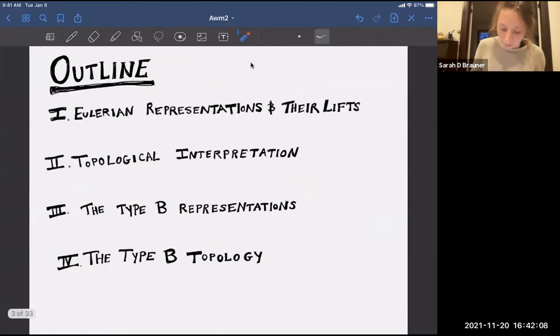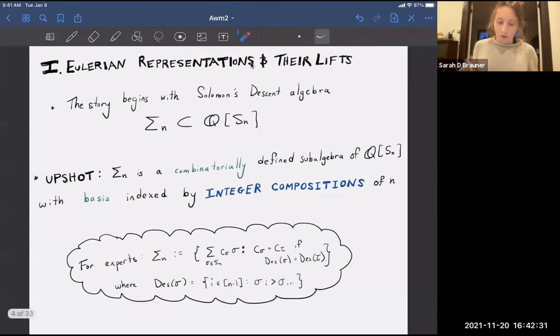Okay, so what I'm going to do is tell you about the symmetric group representations I'm interested in. They're called the Eulerian representations. Then I'm going to interpret those representations topologically using configuration spaces. And then I'll do the whole thing over in type B. So I'll tell you about the type B representations and the topology in that context. Okay, and so I'm going to start with the Eulerian representations.